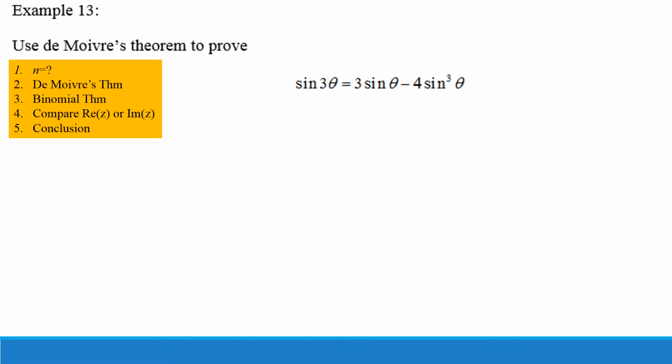Number 1, choose n. Number 2, expand using De Moivre's. Number 3, expand using binomial. Number 4, compare the real part or the imaginary part in steps 2 and 3. Number 5, conclude the question.